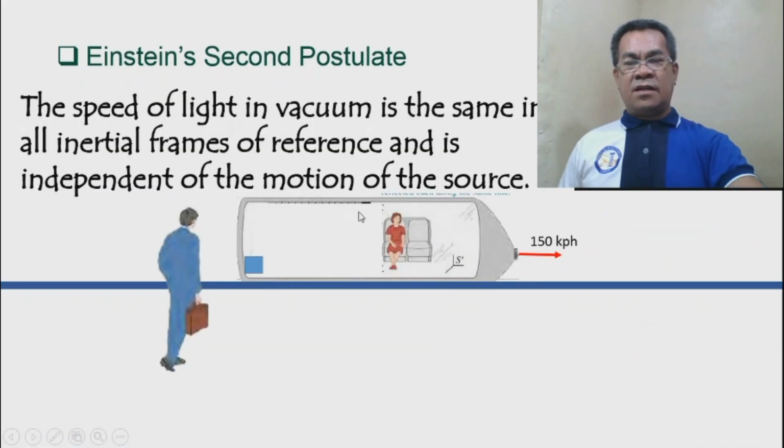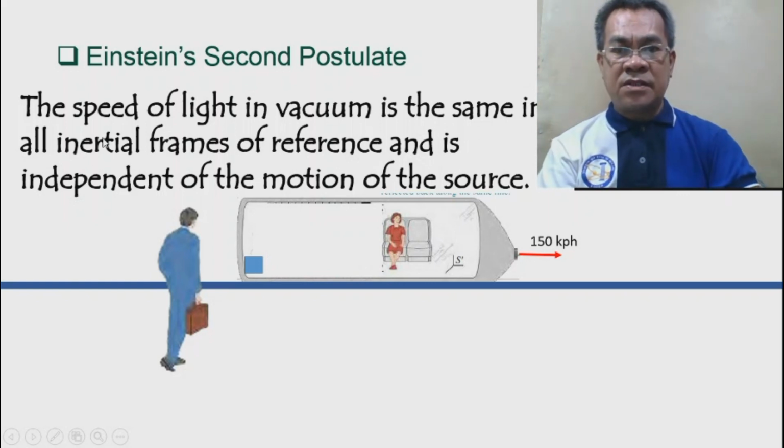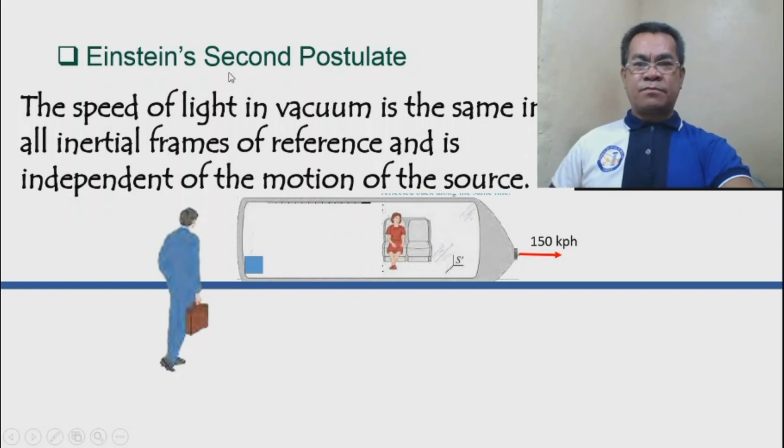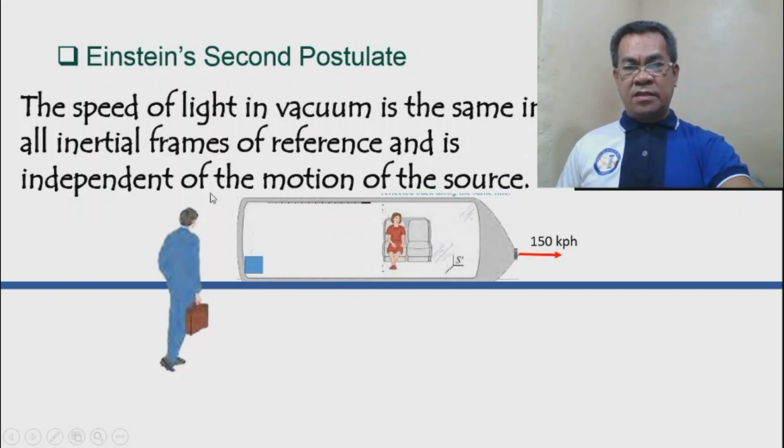Now, the second postulate, according to Einstein: the speed of light in a vacuum is the same in all inertial frames of reference. What does it mean? And take note, it is independent of the motion of the source. So when we see light, the speed of light, whatever the motion or whatever the answer of observer A and observer B, it must be the same. Why? Because it is independent of the motion.